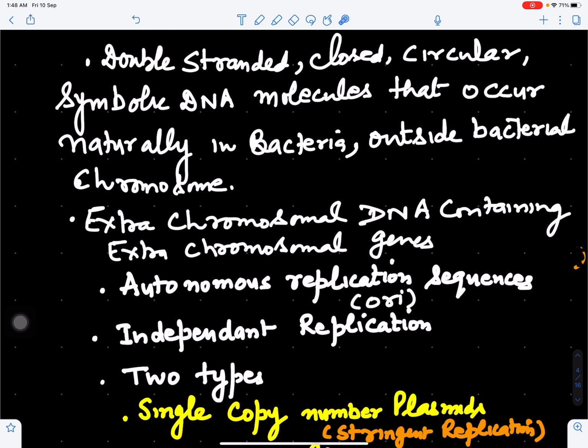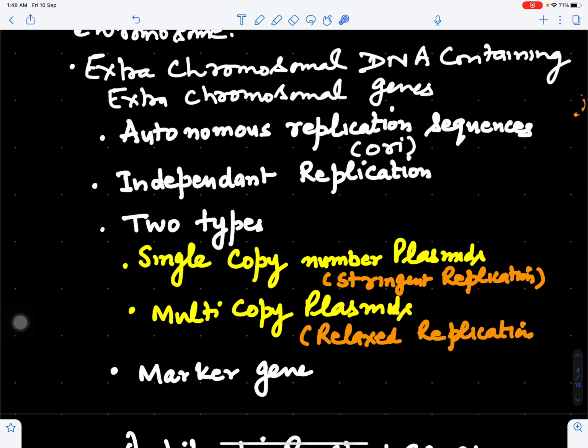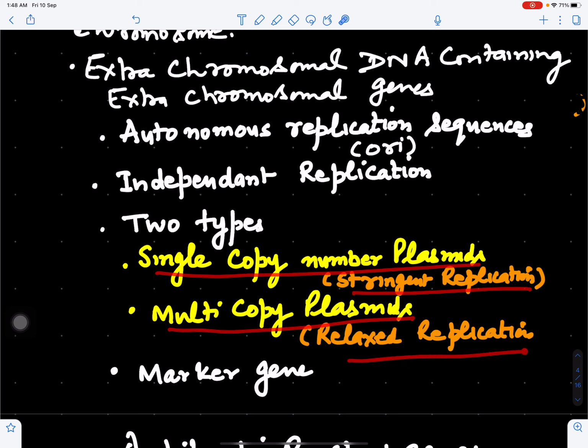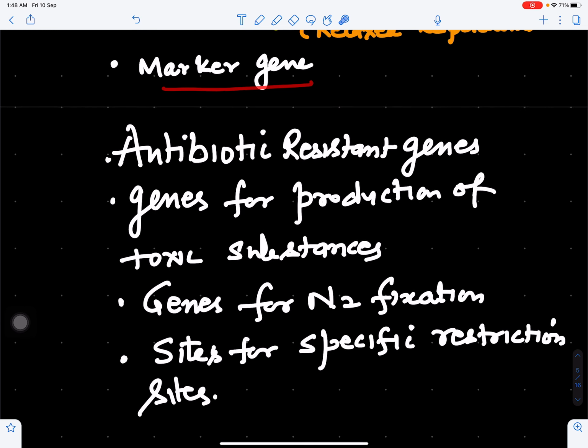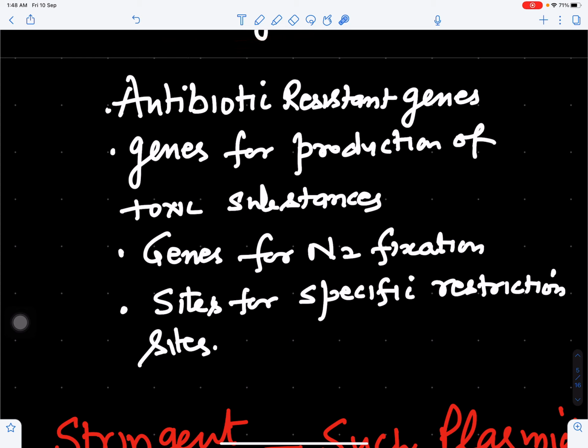Now this replication of the plasmid in the bacterial cell can be of two types. A single copy number plasmid is called stringent replication. A multi-copy plasmid is called relaxed replication. Then each plasmid also has a marker gene. If this is the plasmid, it will have a point which marks itself, like an antibiotic resistant gene or a nitrogen fixation gene. This is called a marker gene. It can also be for tumor formation.